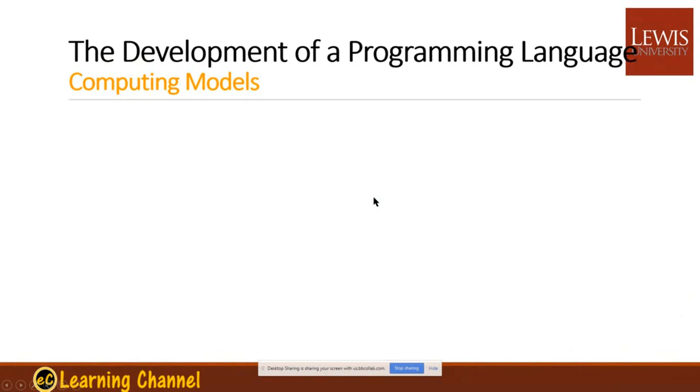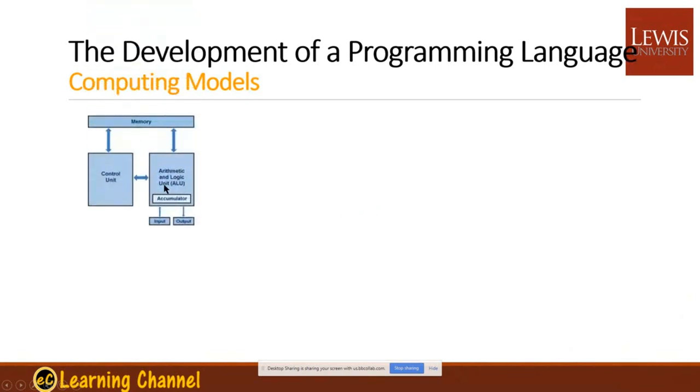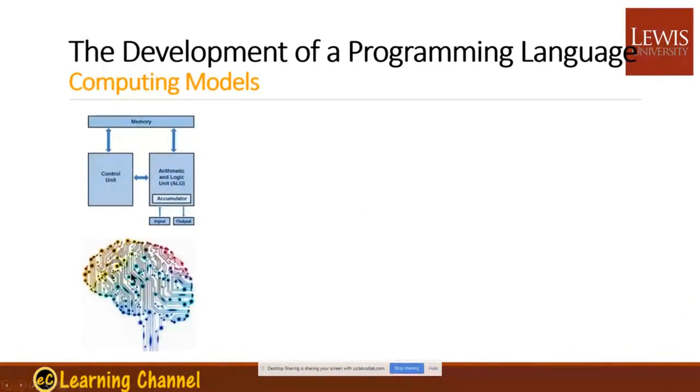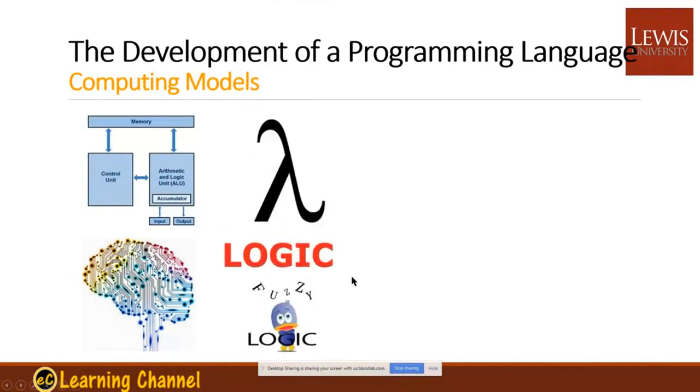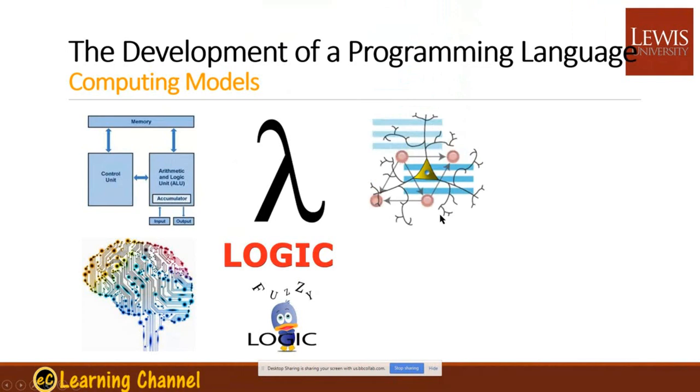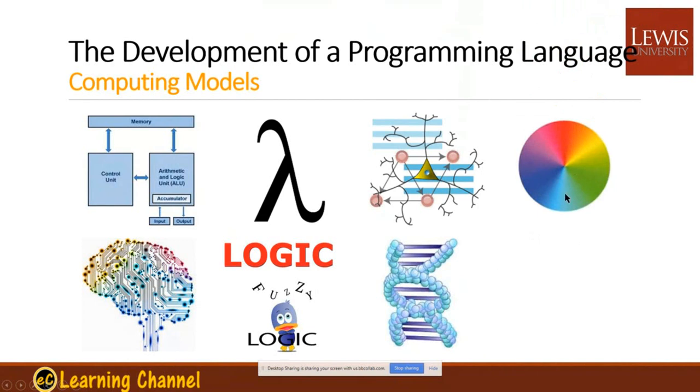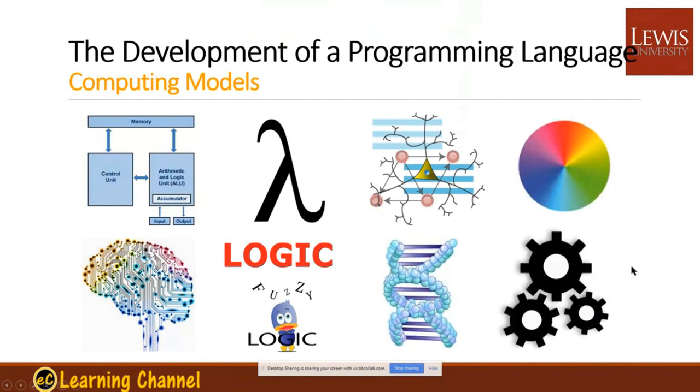So the computing models that we have include the neural model, neural network, lambda calculus, logic programming, DNA computing, color processing, and mechanical computer.